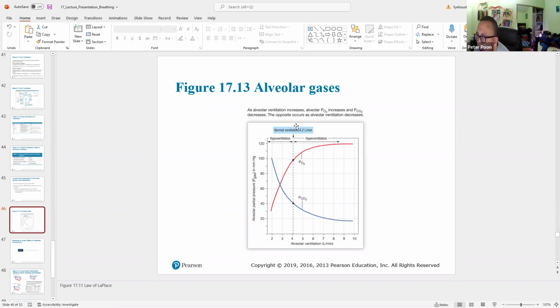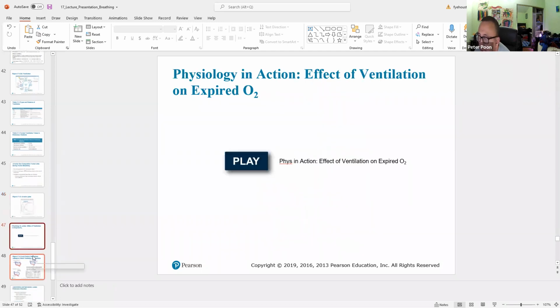So as alveolar ventilation increases, the alveolar PO2 increases and the alveolar CO2 decreases, right? So if you breathe in more and more, you get more and more oxygen, and you breathe out more and more carbon dioxide. And this is actually really important.